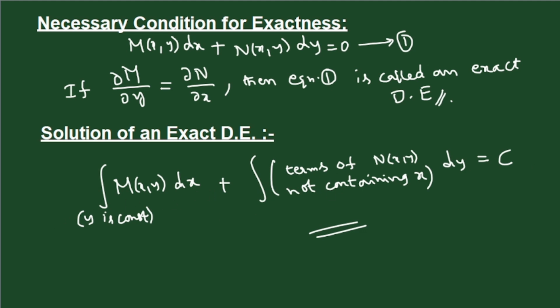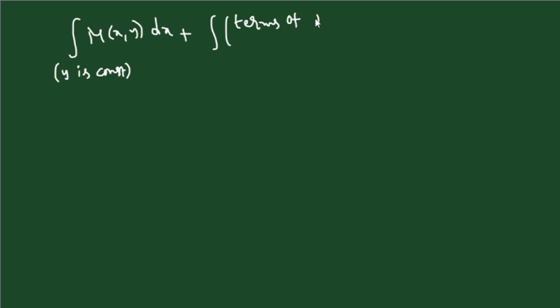So therefore the solution of this equation is integral, keeping y as constant throughout this integral. Let us write the formula first. You should always write the formula to get some marks. You may be given 1 or 2 marks for the formula. Plus integral of the terms of n not containing x, dy, equal to constant. Every time you solve the problem, you write the formula. So integral m of xy. What is m of xy?